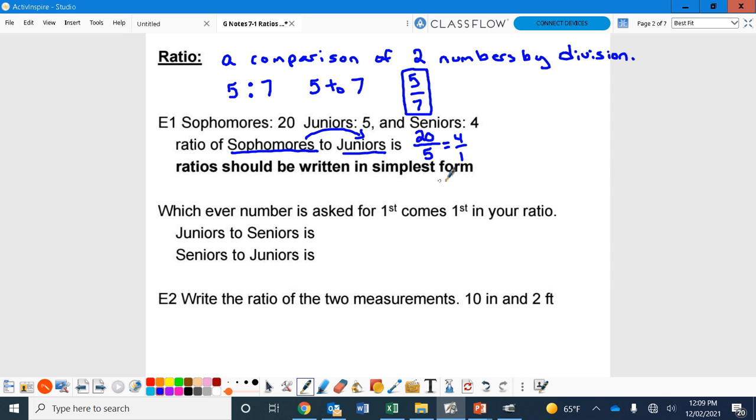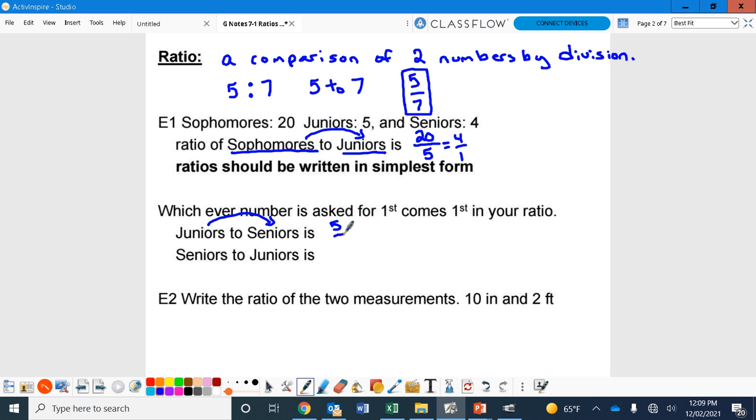Now, they do need to be written in the simplest form. I put that on there. You are going to be reducing all your answers. Make sure you do that when you're working on your homework. I do want to talk about the fact, though, that the way that you read it does matter. If it's written differently, your answers are going to be different. For example, if I'm comparing the juniors to the seniors, what would my ratio be? What to what? 5 to 4.